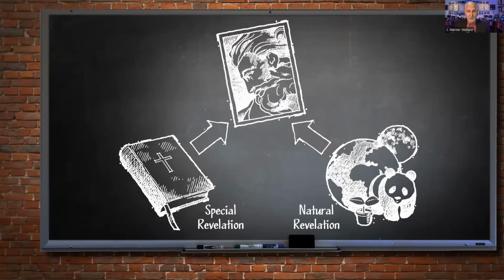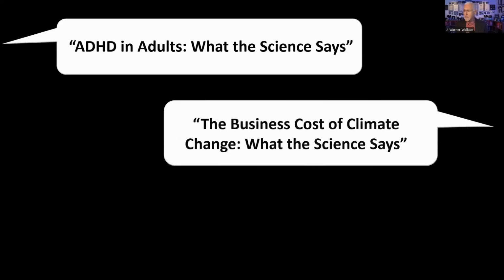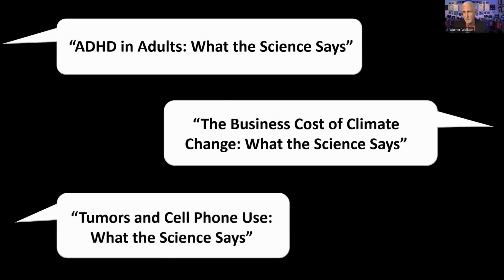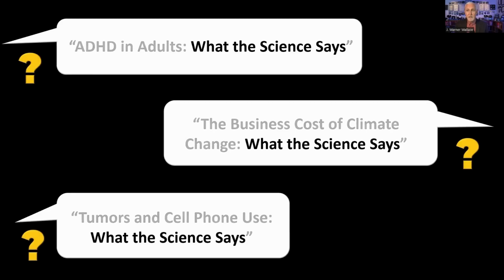Now, I want to just close this session by making one statement about the nature of expressions we see when it comes to science and scientists. You'll hear this all the time. I just Googled articles in the news. ADHD in adults, what the science says. The cost of climate change, what the science says. Tumors and cell phone use, what the science says. Isn't that interesting? They're trying to answer these questions. Okay, do you see the one thing they all have in common?